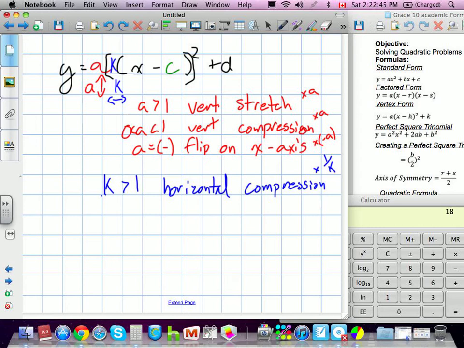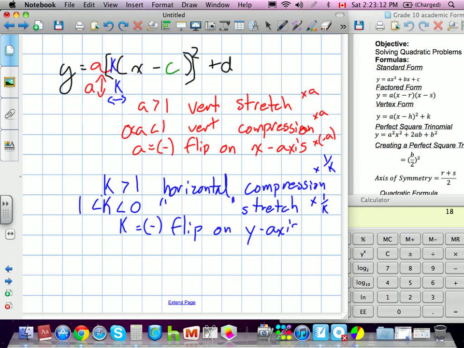Does that make sense to you? It's because we're multiplying by 1 over k, which makes it a greater number. And if k is negative, what do we get? Flip on the Y-axis. And then finally, C deals with movements left and right.